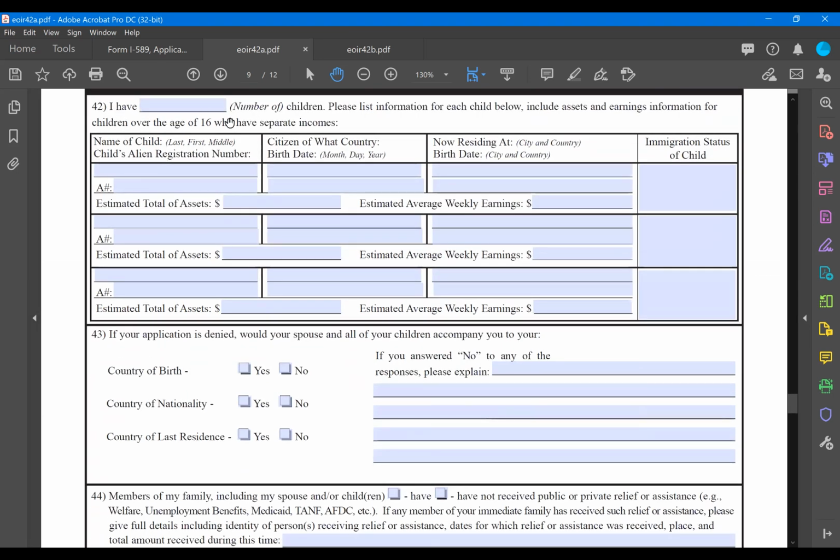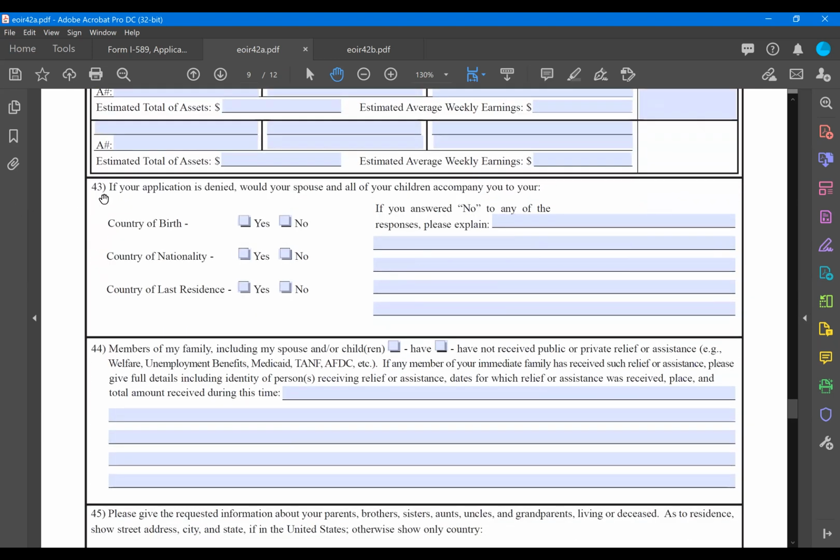Part 6. Again, I have X number of children, and there's only 3 spots here, so you may need another page. Just put the information about the child. If they're over 16 and they have a separate income or assets, you would list that here. That's not usually applicable. And the immigration status of the child in these boxes.